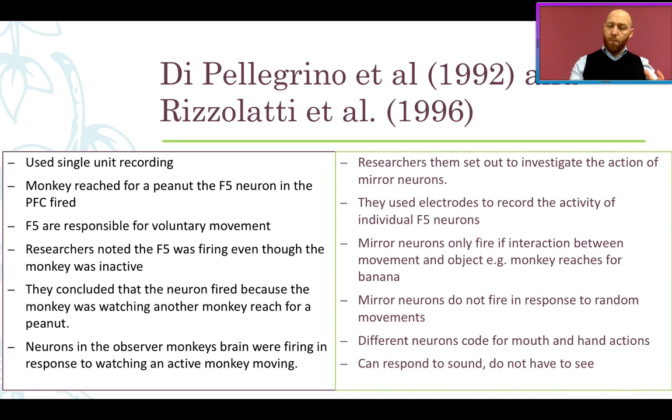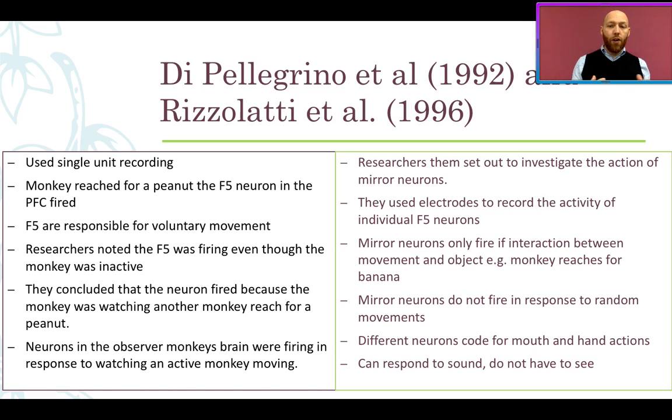This is important for things like imitation, and we'll get to that in a second. After this accidental discovery, and some of the best discoveries in science are accidental, researchers then set out to investigate the action of mirror neurons. They use electrodes to record the activity of individual F5 neurons, so this is single unit recording.